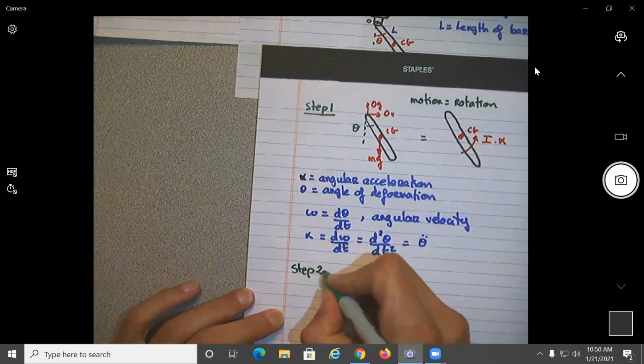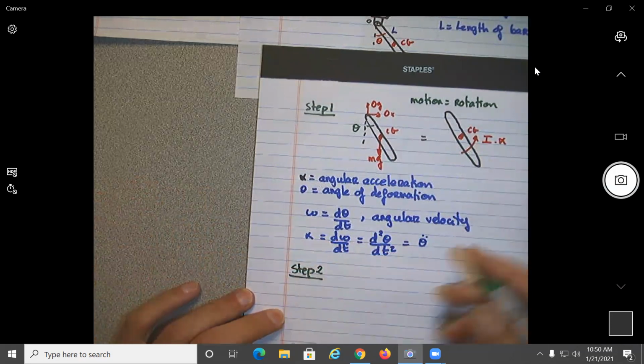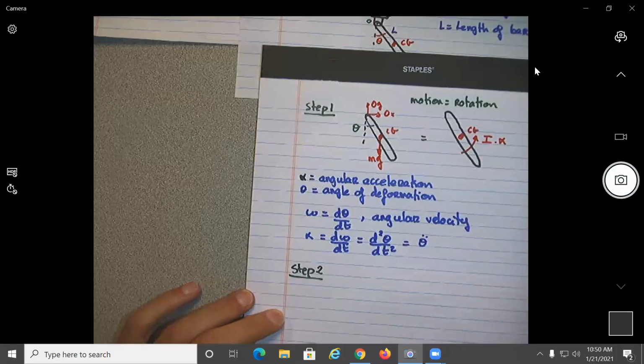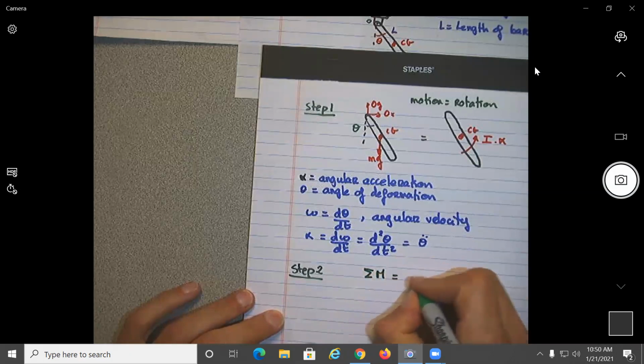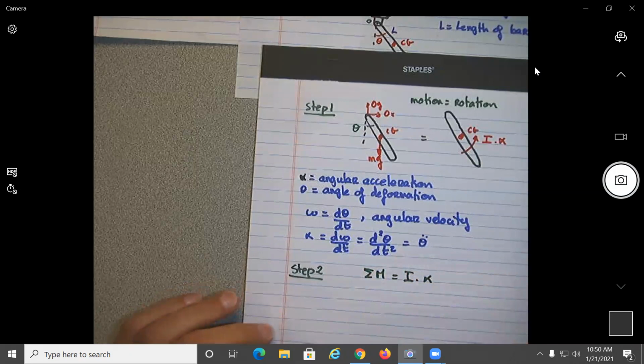So step 2, maybe I'm going to add one more thing over here, but I'm going to do it after I rewrite this. What is the equation defining the rotation? Summation of moments equals I alpha. Okay.